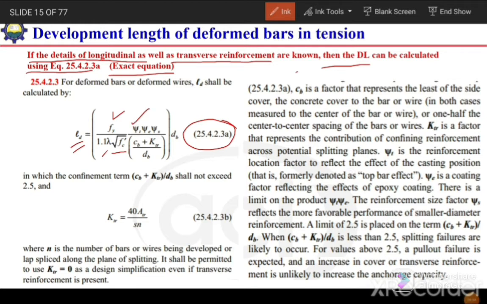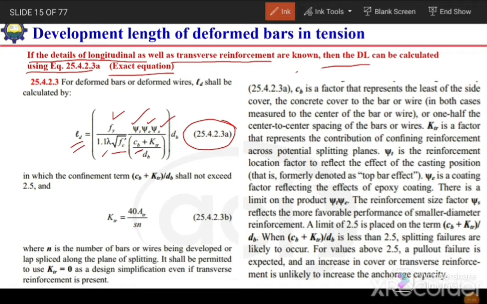Similarly, this factor psi t is a location factor. For top reinforcement, its value is more than 1 and for the bottom reinforcement its value is 1. The next is psi e. This accounts for the coating of the bar. For epoxy coating, its value is more than 1 and for uncoated bars its value is 1. Then is psi s. Psi s accounts for the size of the bar. For bars greater than 22 mm diameter its value is 1 and for smaller values its value is less than 1. It means for smaller bars the required development length will be low.